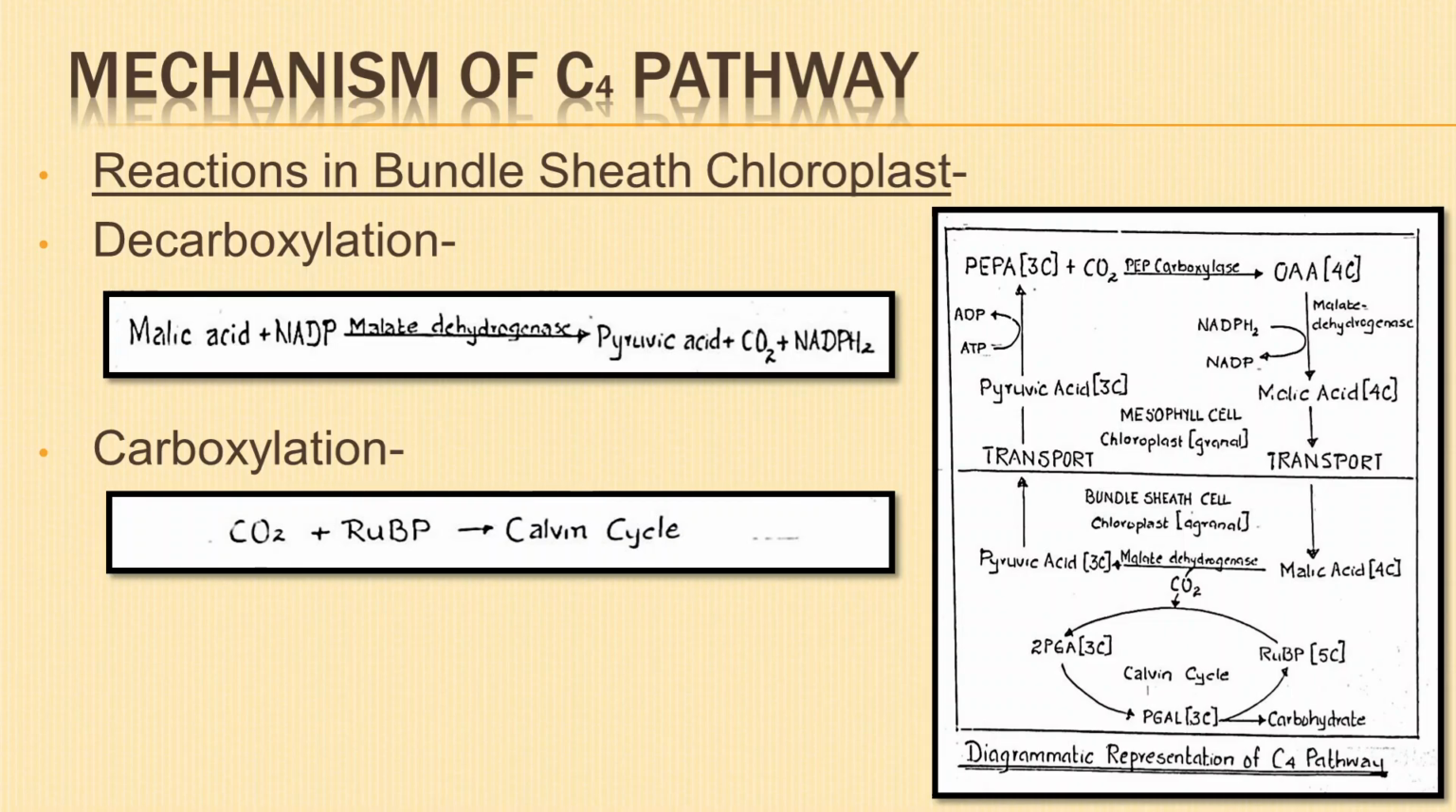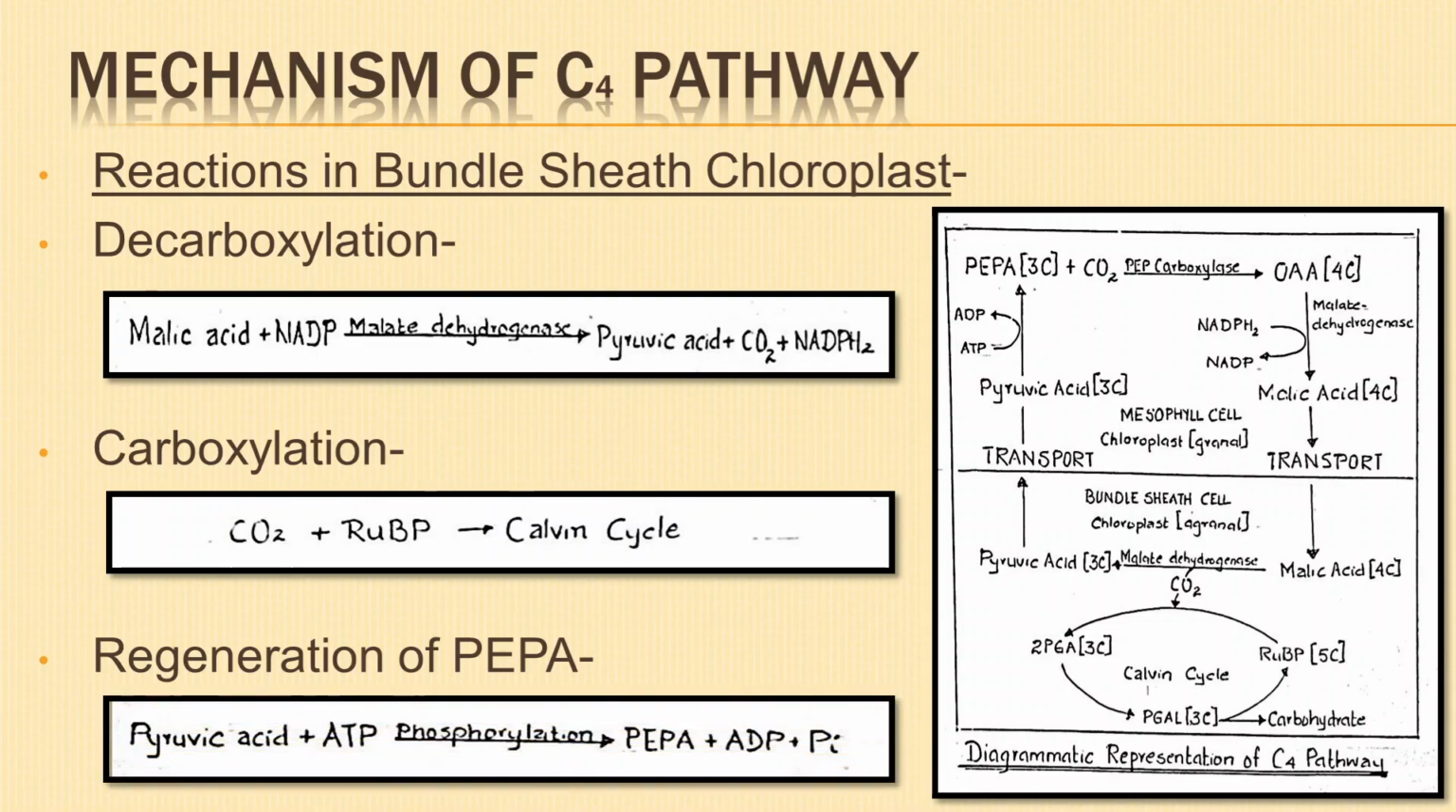Thus, glucose is formed by the Calvin cycle, which is either transported through phloem or is stored as starch in bundle sheath chloroplast. Pyruvic acid produced from malic acid is transported to mesophyll cells, and with the help of ATP, it undergoes phosphorylation to regenerate PEPA.